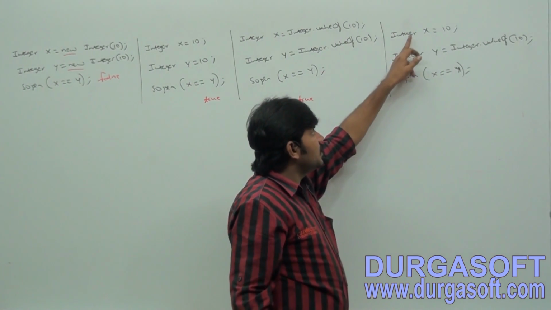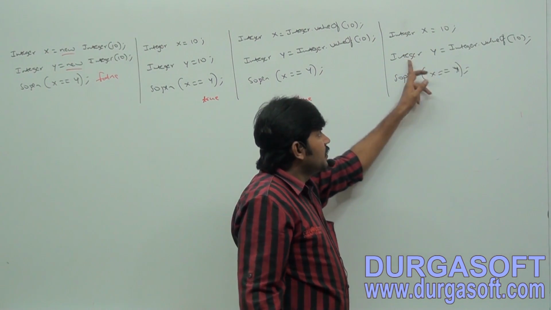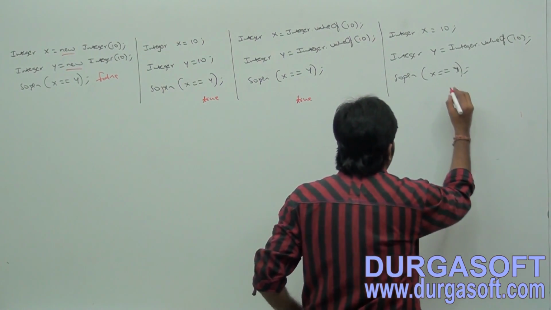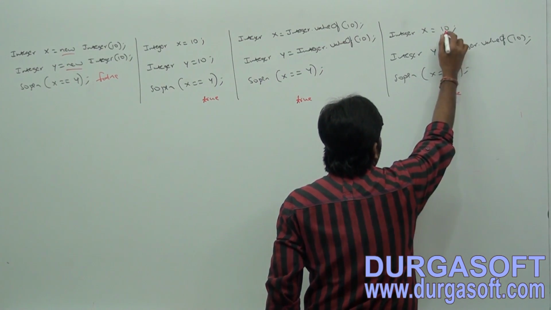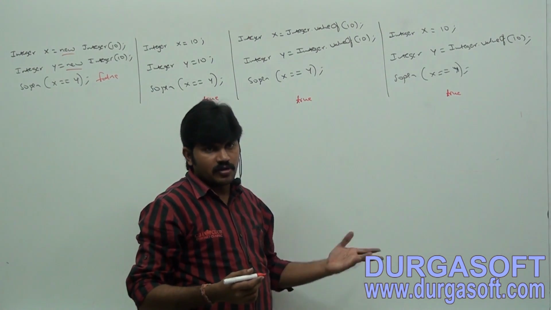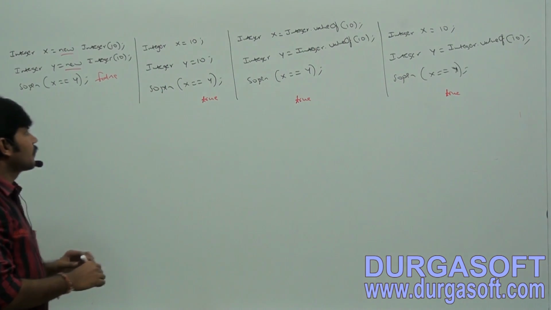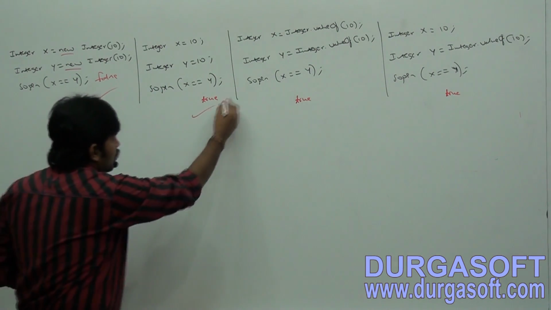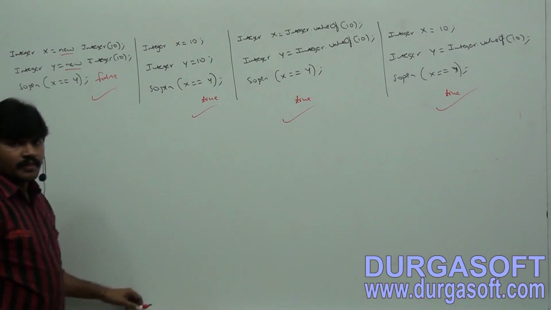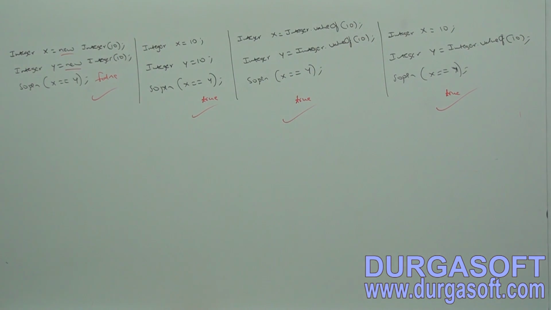Next, Integer x = 10; Integer y = Integer.valueOf(10). What is the answer for x == y? True, because this is internally converted into the same style, and the buffer concept is applicable for valueOf also. So false, true, true, true is the answer. Take all these possibilities. That's all about how this concept is implemented internally.